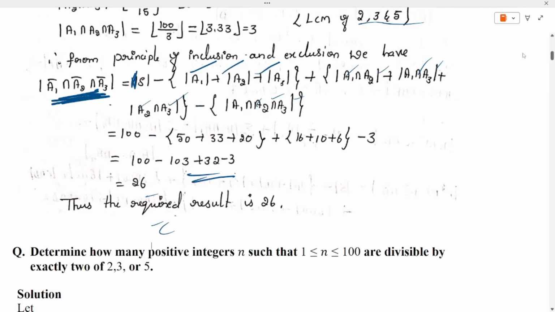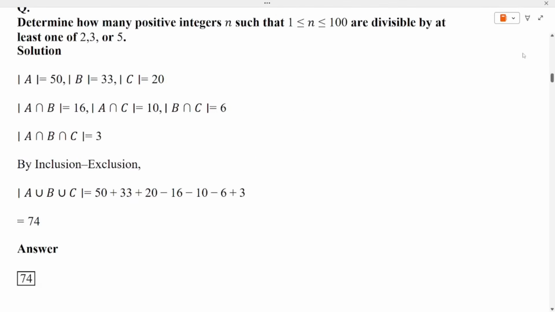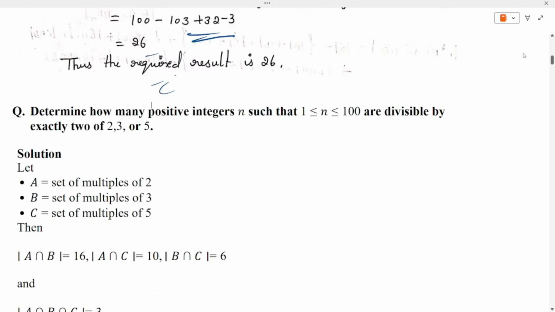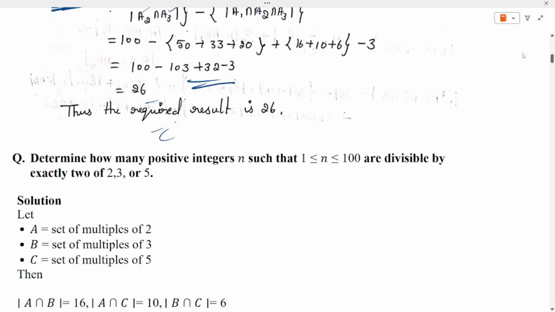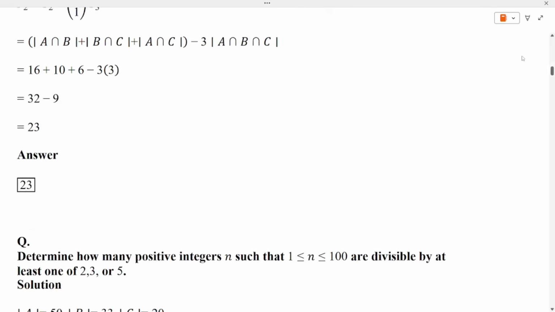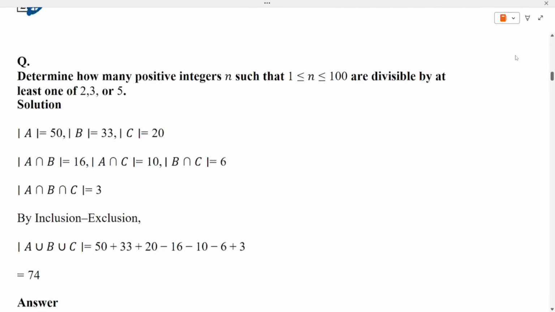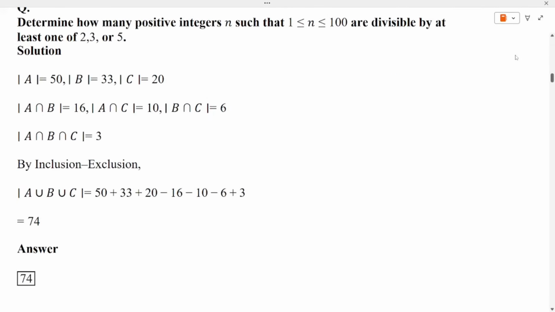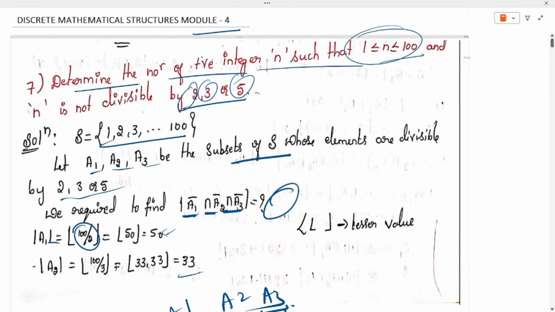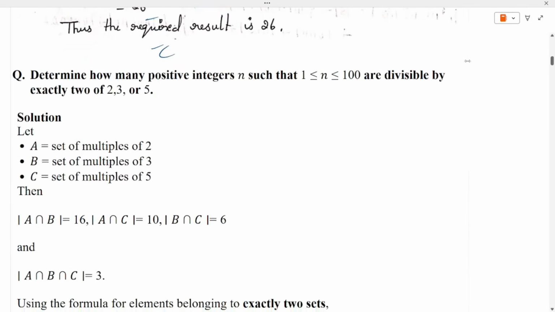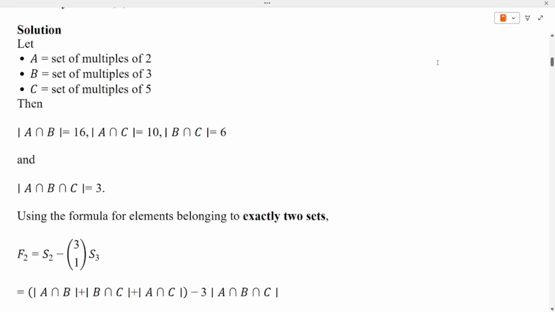Sorry for repeating the answer. Sorry, it should be 26 here. Oh, sorry guys, it is not divisible. So you will be taking the LCM. Here it is divisible exactly. Sorry, I got confused.